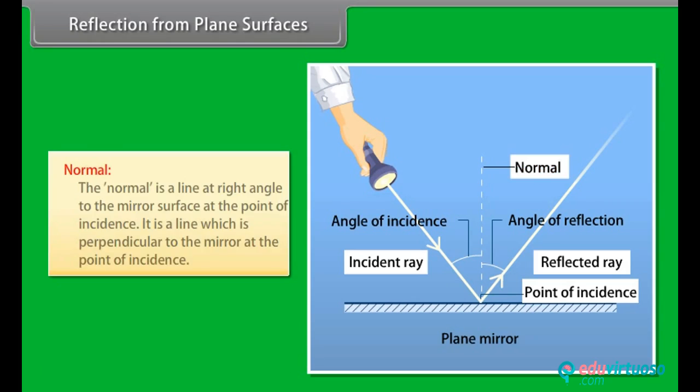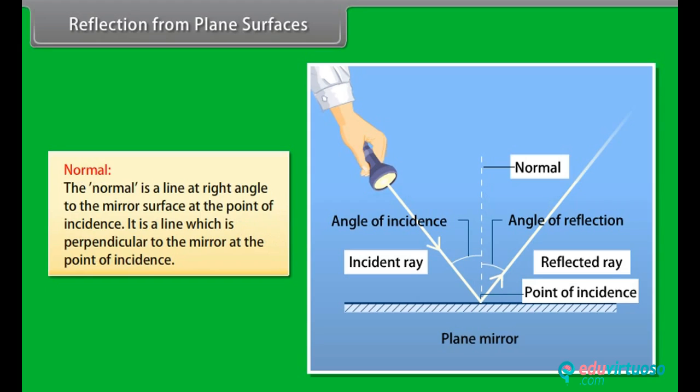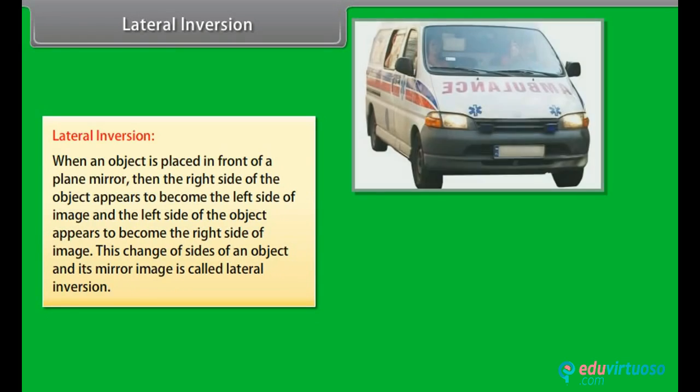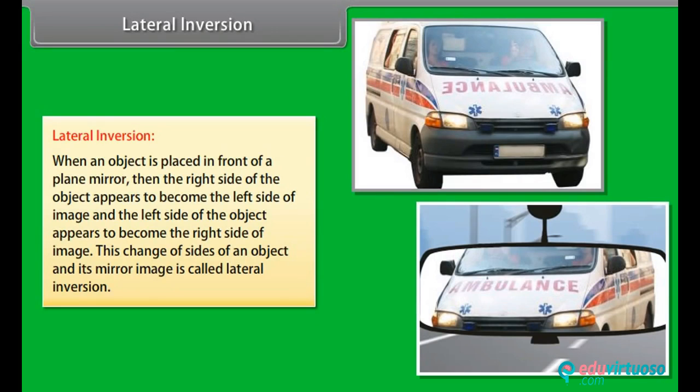Normal. The normal is a line at right angle to the mirror surface at the point of incidence. It is a line which is perpendicular to the mirror at the point of incidence. Lateral inversion. When an object is placed in front of a plane mirror, then the right side of the object appears to become the left side of the image, and the left side of the object appears to become the right side of the image. This change of sides of an object and its mirror image is called lateral inversion.